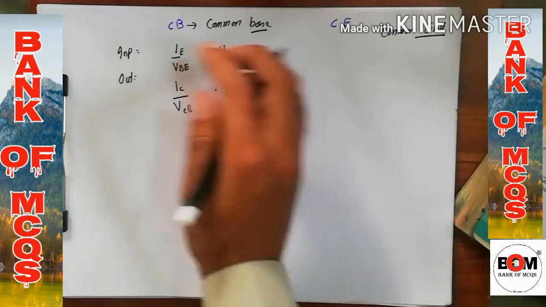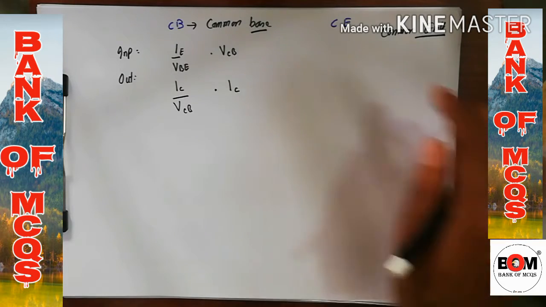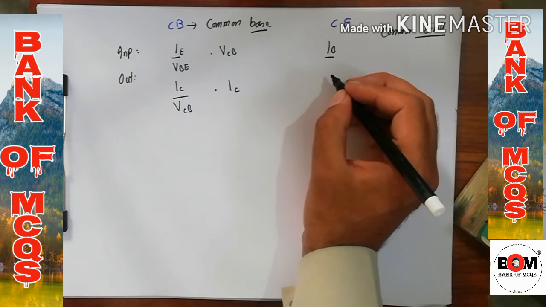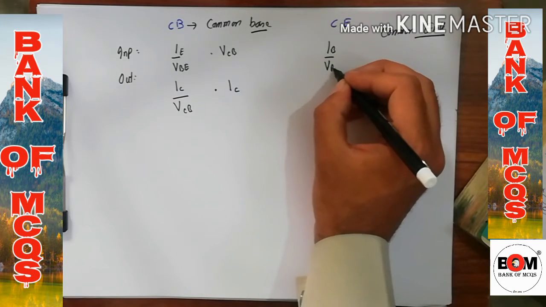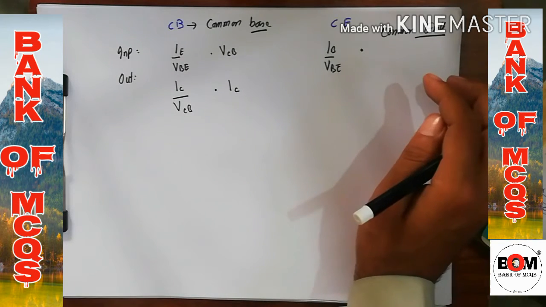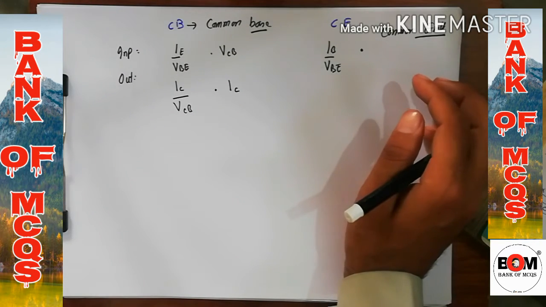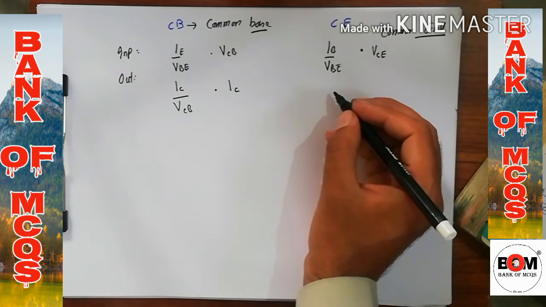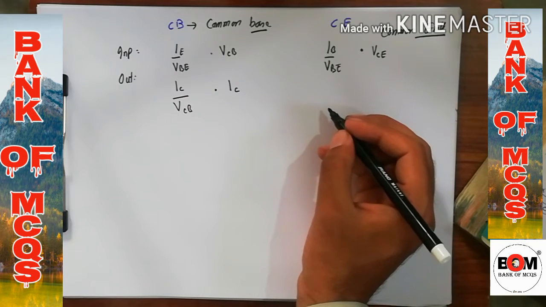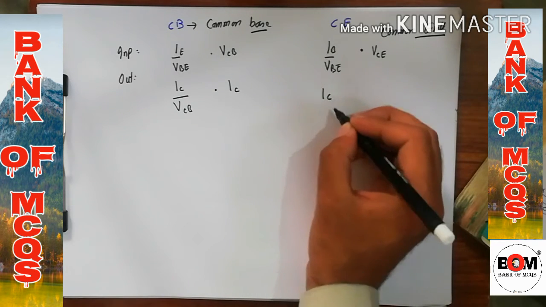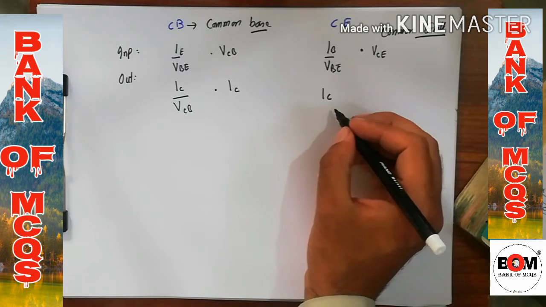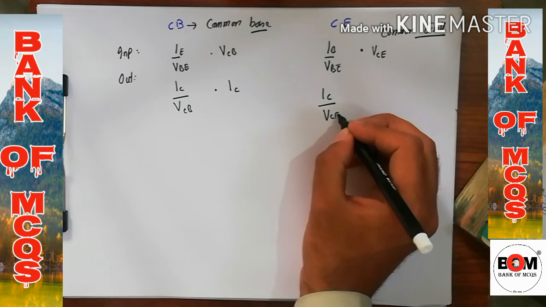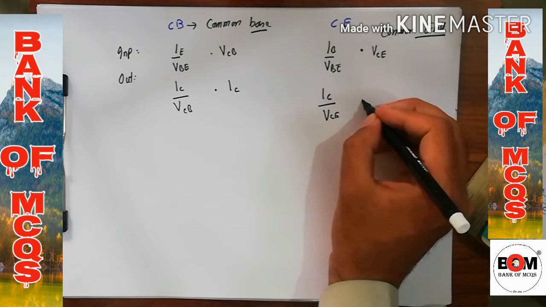Now for common emitter, the input characteristic is the variation in base current, IB, with respect to change in base-to-emitter voltage, VBE, at constant collector-to-emitter voltage, VCE. The output characteristic is the variation in IC, that is collector current, with change in collector-to-emitter voltage, VCE, at constant base current.